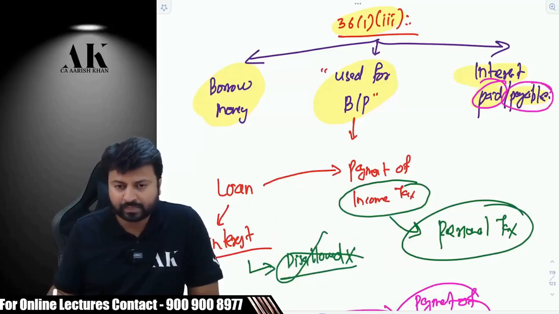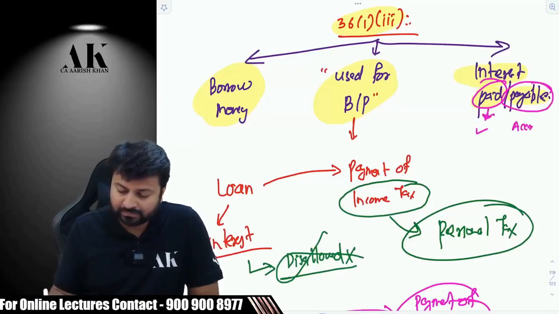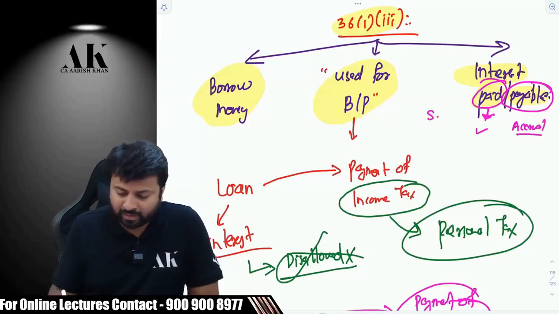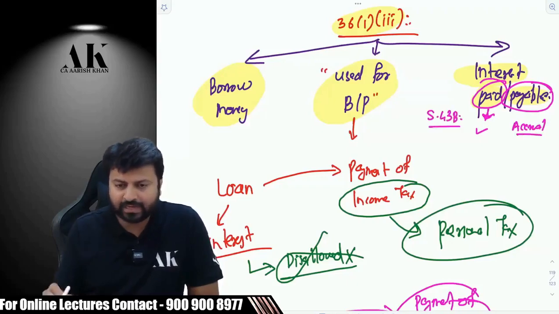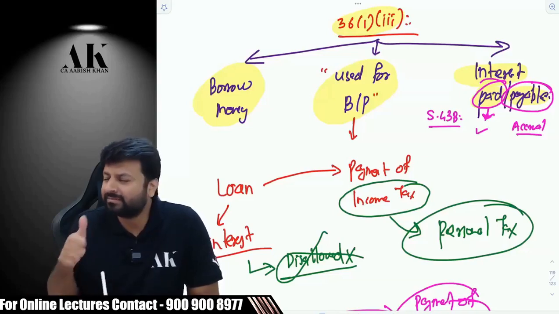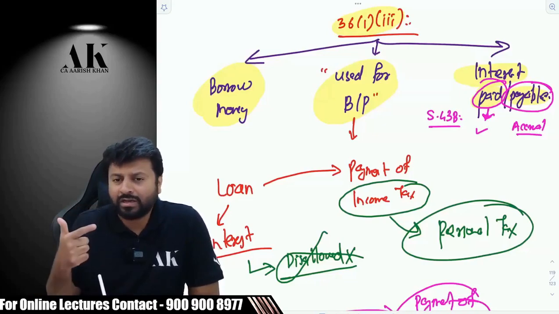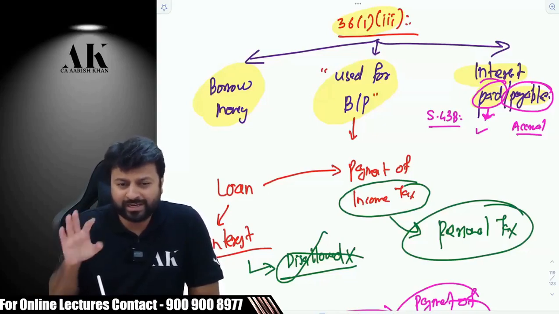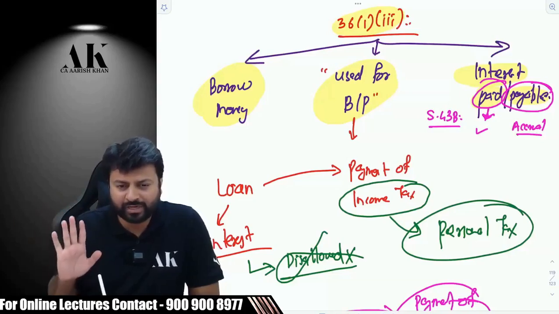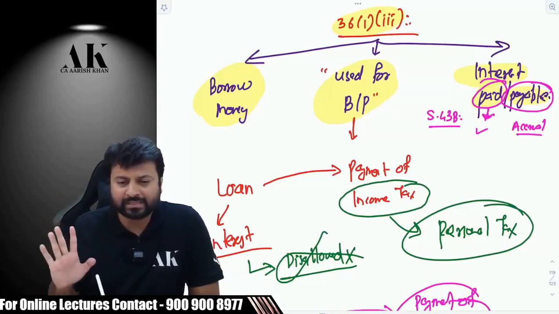It means I will get deduction of interest on what basis? Payment basis or accrual basis? For that, we have to see section 43B. And in 43B, it is very clearly written that if you take loan from a scheduled bank, or a public financial institution in India, like ICICI Bank, HDFC, these are public financial institutions. Like other Indian banks.